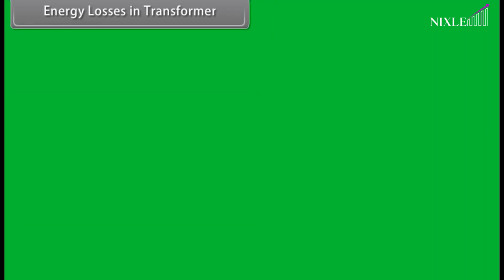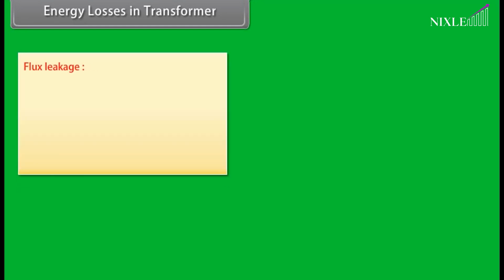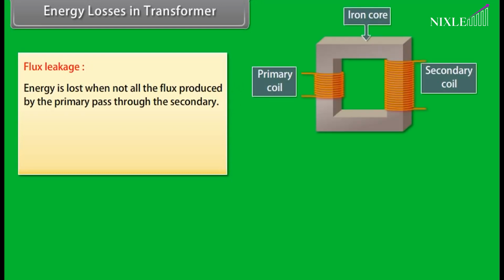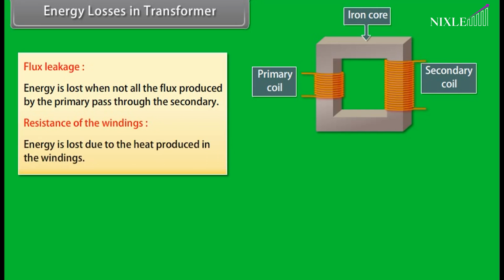Energy losses in transformer. There are some energy losses in transformer as following. Flux leakage: energy is lost when not all the flux produced by the primary passes through the secondary. This loss can be reduced by winding the primary and secondary coils one over the other. Resistance of the windings: energy is lost due to the heat produced in the windings. This loss can be reduced by using thick wires.